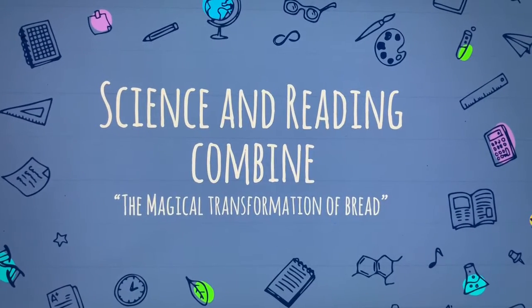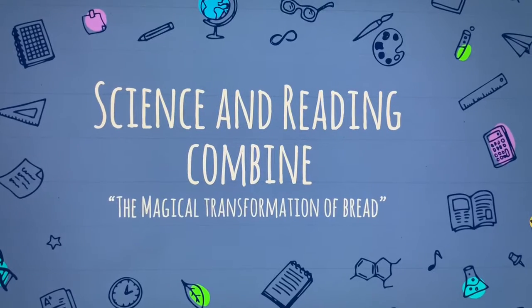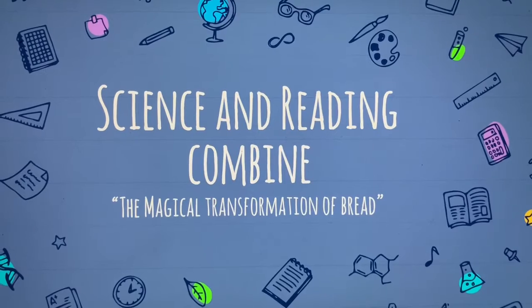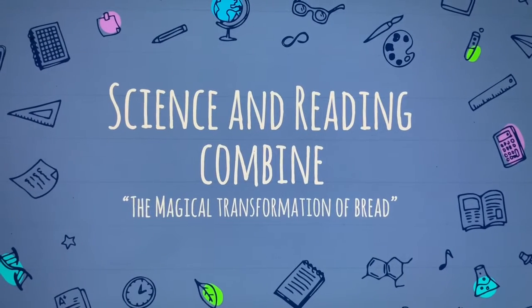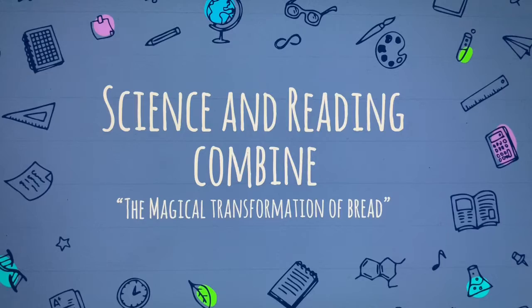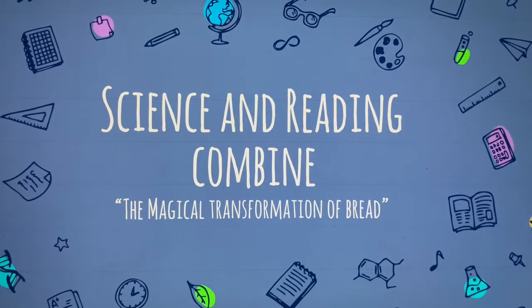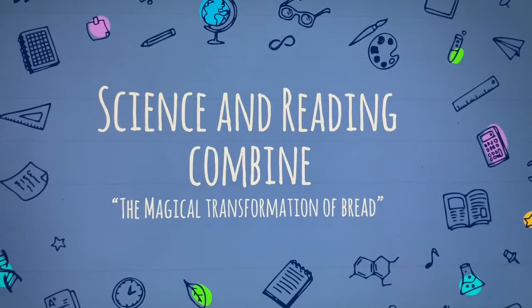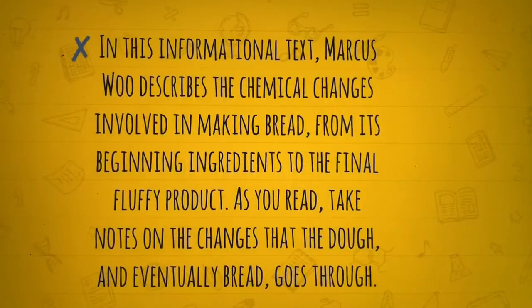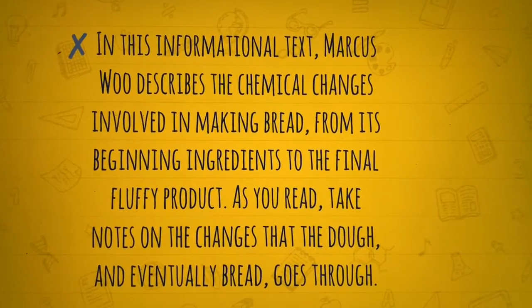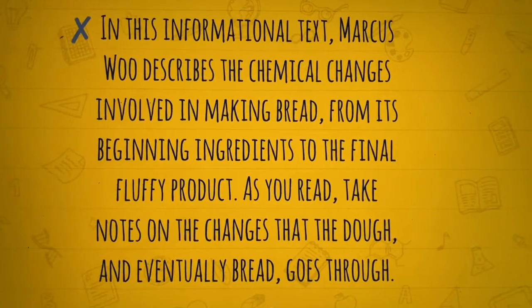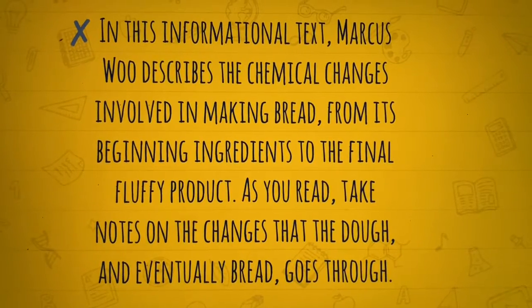In today's lesson, science and reading combine with the magical transformation of bread. This text is designed for a 5th grade reader, but I believe the information in this text could be good for any age level of reader, even adults, and any student at all could benefit from time with this reading and lesson. In this informational text that we will read, Marcus Wu describes the chemical changes involved in making bread, from its beginning ingredients to the final fluffy product.